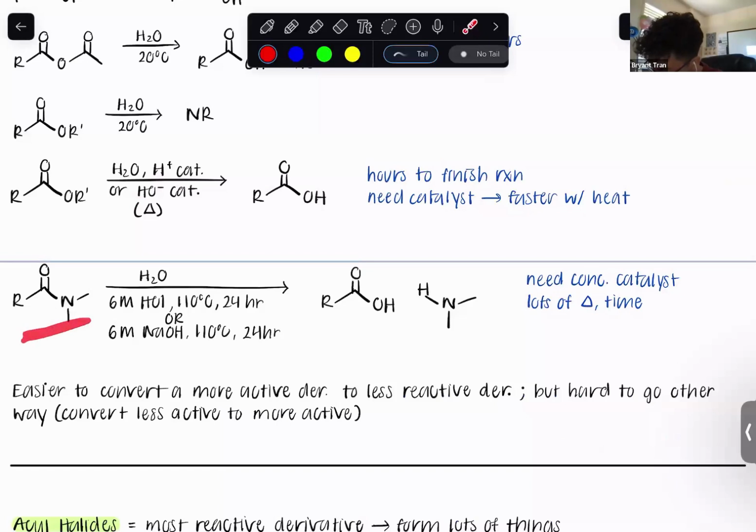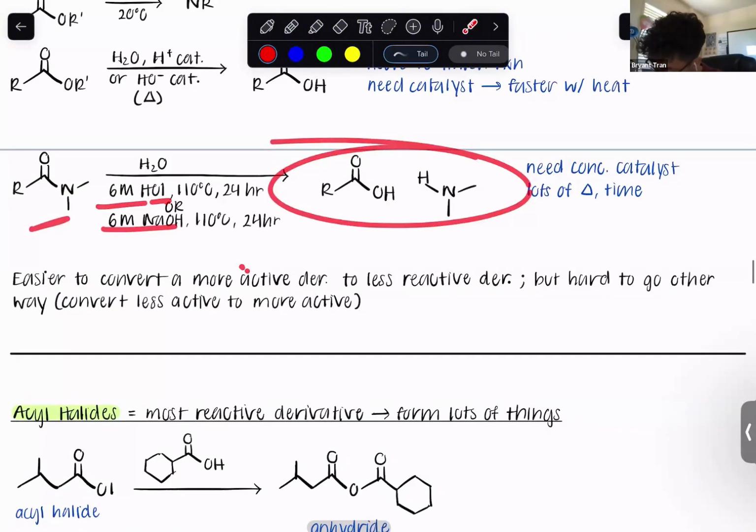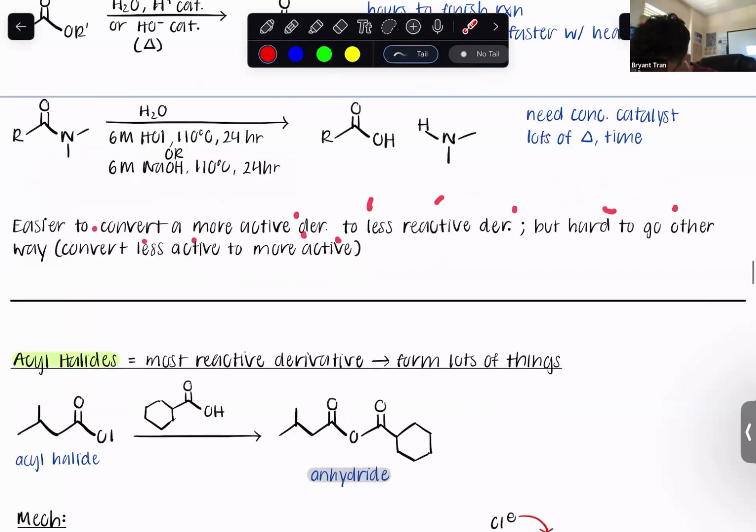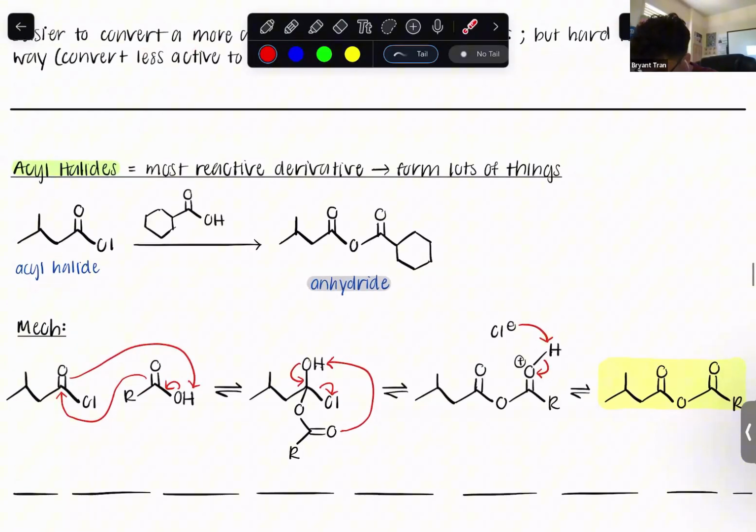Now, amide is even less reactive, so it's going to require a stronger concentration of acid or base to do hydrolysis here. Okay, it's easier to convert a more reactive derivative to a less reactive derivative, but hard to go the other way, to convert less reactive to more reactive. Okay, so acyl halide is going to be the most reactive derivative, and can form a lot of things.